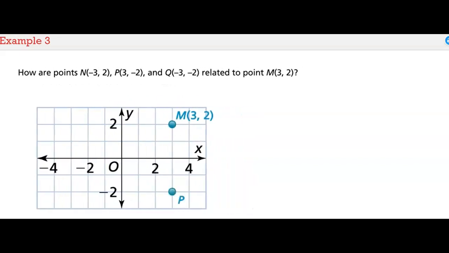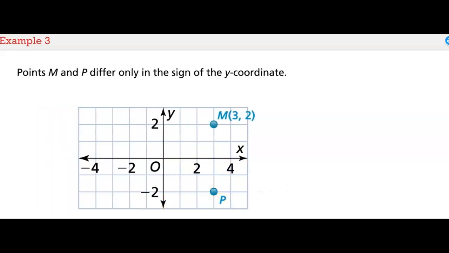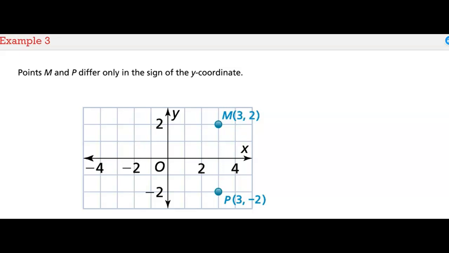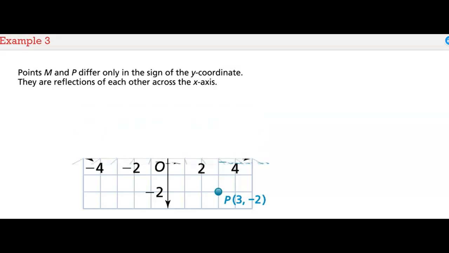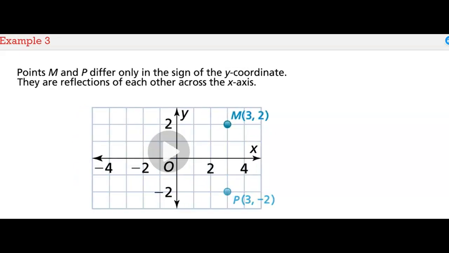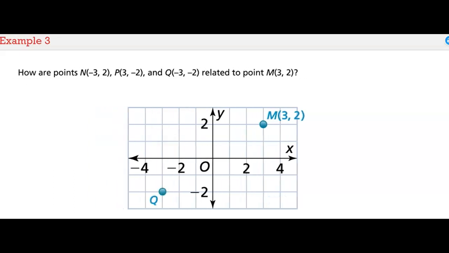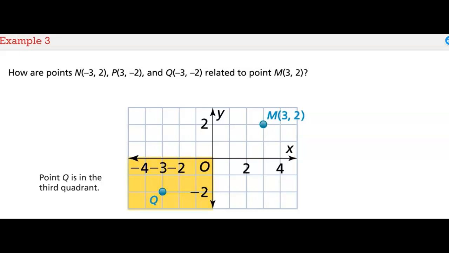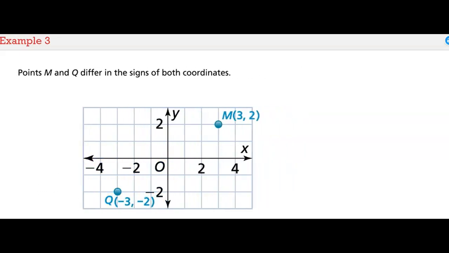Point P has an x-coordinate of 3 and a y-coordinate of -2. It is located in the fourth quadrant. Points M and P differ only in the sign of the y-coordinate. They are reflections of each other across the x-axis. Point Q has an x-coordinate of -3 and a y-coordinate of -2. It is located in the third quadrant. Points M and Q differ in the signs of both coordinates. They are reflections of each other across both axes.